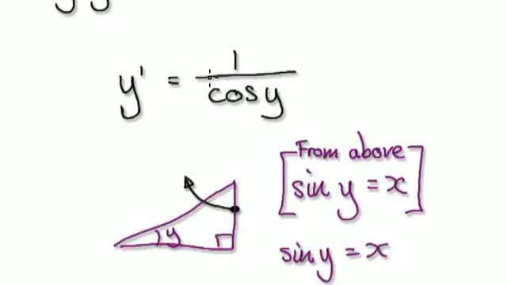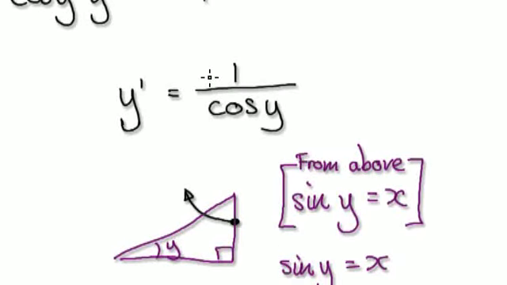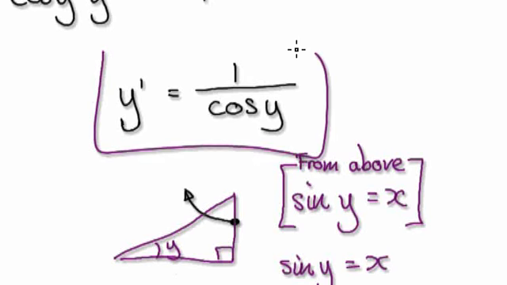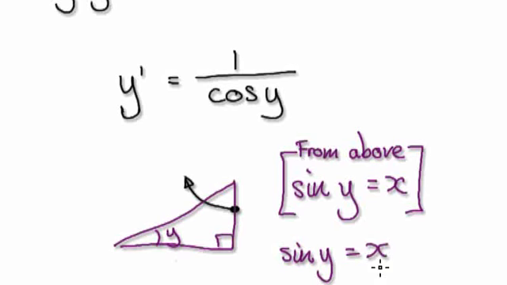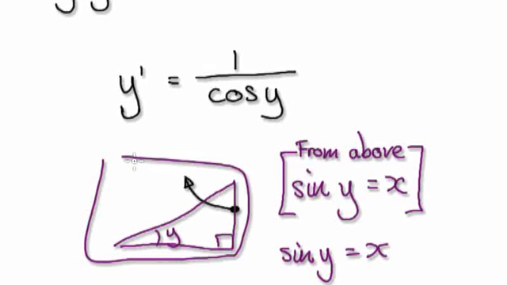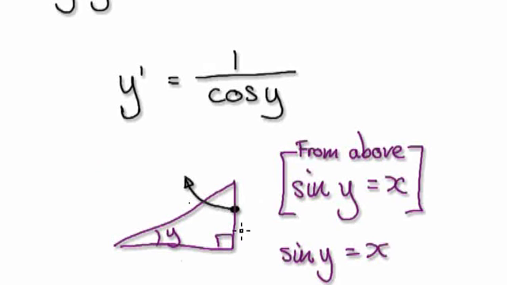Remember, our final answer was this: y prime equals this. But we don't want y in here, so we're going to change this bit here. Remember sine y equals x. Translate this into a right angle triangle like this. Sine y is always opposite over the hypotenuse. So looking at this, you want to somehow create the x.